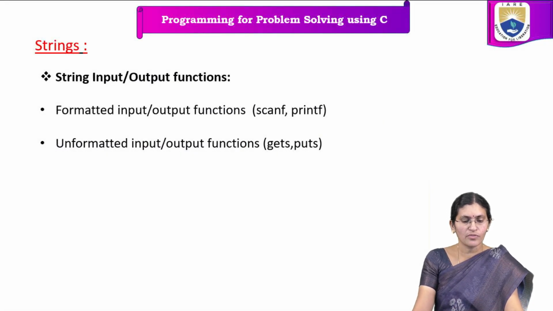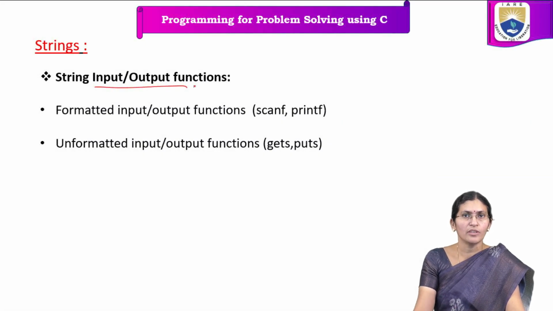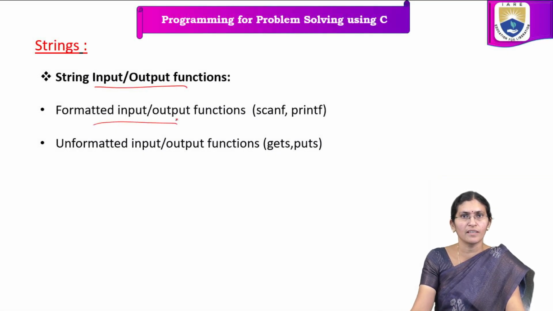Next, coming to string related functions. In order to read the string and to output or print the string onto the screen, we have input and output functions. These are categorized into two types. First one is formatted input output functions, and the next category is unformatted input output functions. In the category of formatted input output functions, we have the scanf and printf functions.